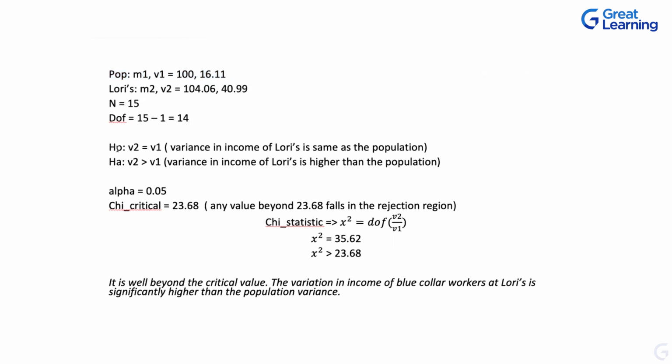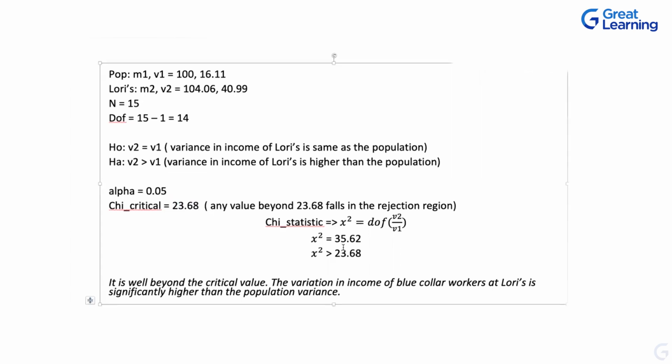So now what is your null hypothesis? There is no difference in variation. Both are the same. Alternative hypothesis: Lori's group has a higher variance compared to the general population. And we are doing the test at 95%. So you calculate the chi-square critical value from the tables. There are chi-square tables in the student's table book that we get. And for this particular one, when you look at the 95% interval, or the alpha level of 0.05, and this degrees of freedom, you get 23.68 as your chi-square critical value. Like you got T critical in the previous example, you get chi critical here, just 23.68.